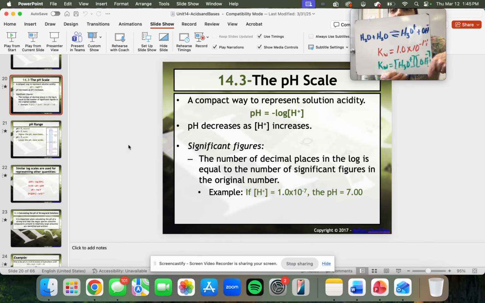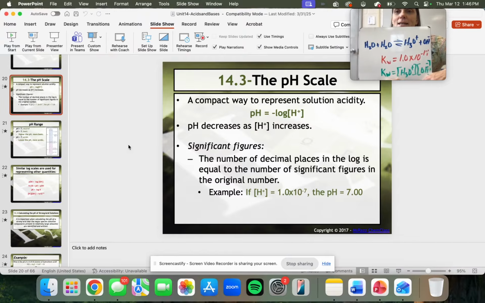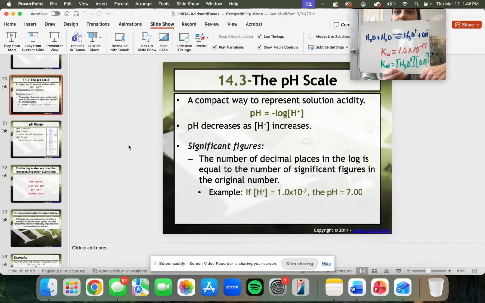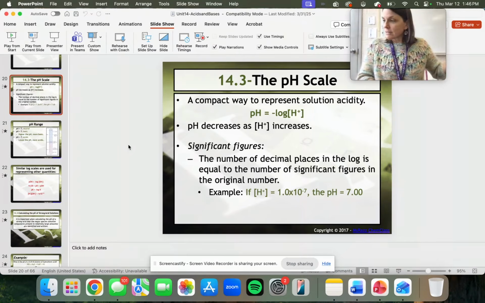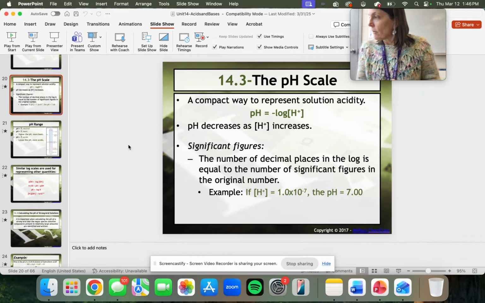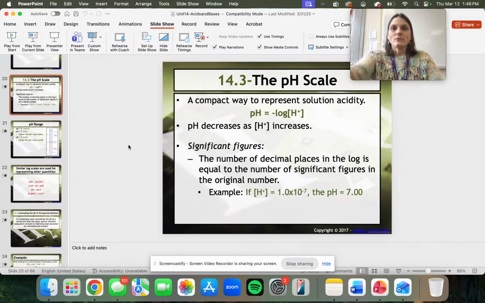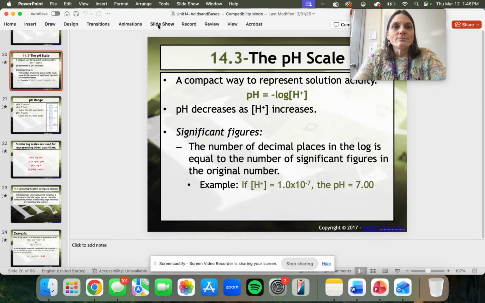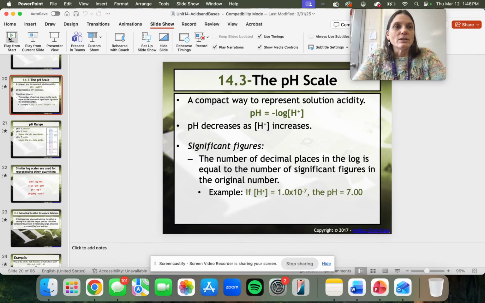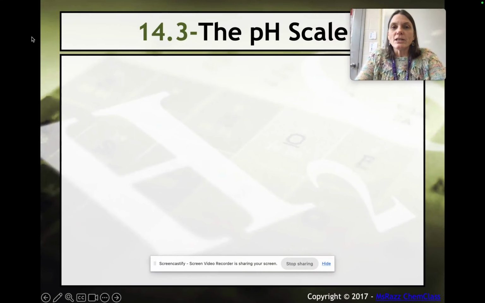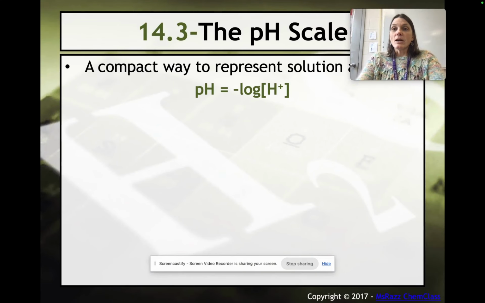KW is also written as, because all equilibrium rules apply, H3O plus times OH minus. Okay, so this is where the origin story of the pH scale comes from, this reaction right here. All right, so let's get into it. We are picking up on page 3 of the notes handout, if you want to follow along while we go.